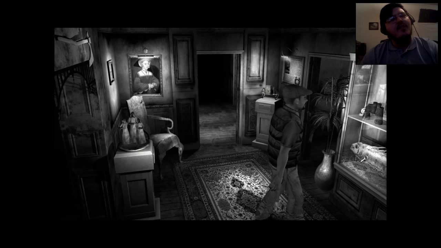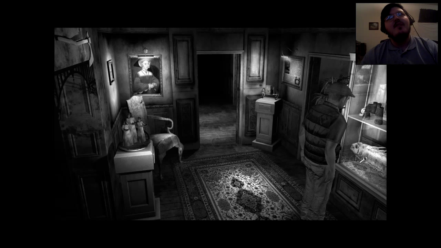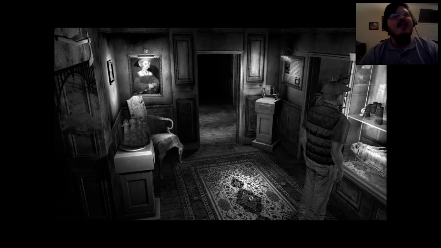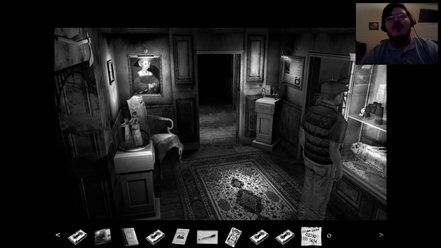Did I look at the fish earlier? Or is this going to be the binoculars? Okay. It wasn't anything important. So yeah, we're going to have to figure out a way to stay here overnight.